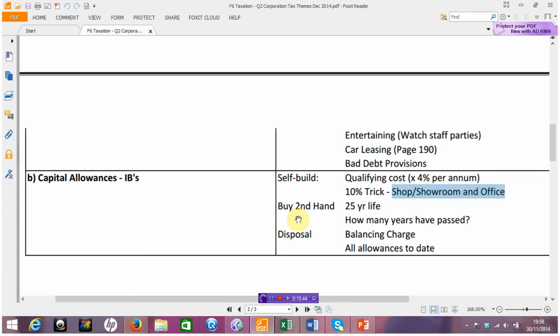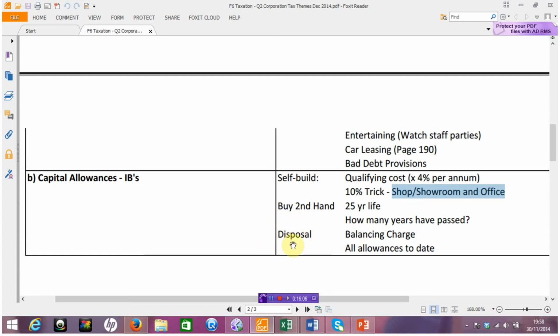We need to know, when was the industrial building put into use? What year was it? And how many years have elapsed since then? Once we know that number of years, we take it off the 25, and then the qualifying cost, which should be given in the question, we simply divide one by t'other. Okay, so watch out for that.